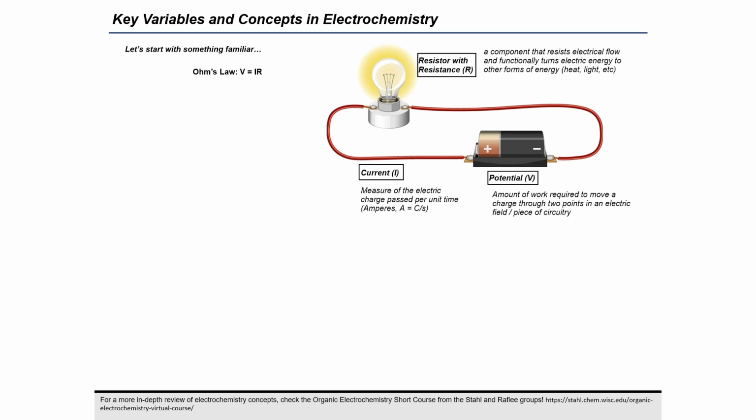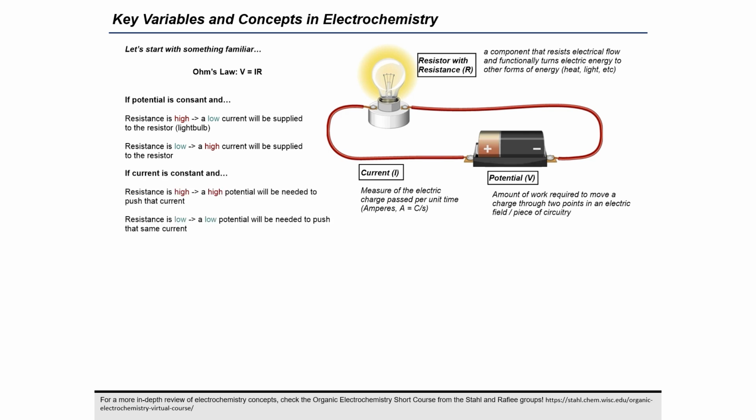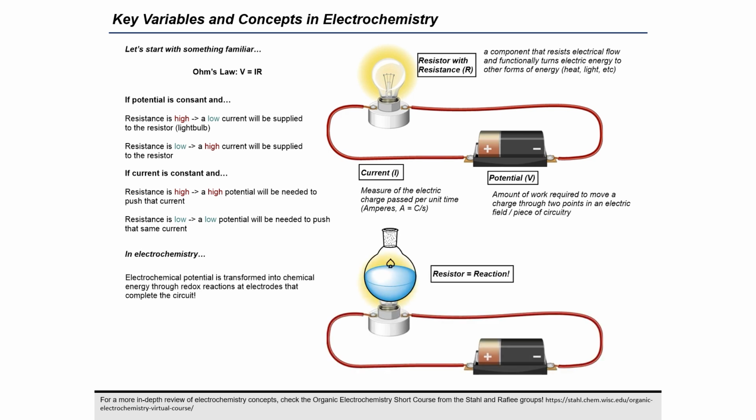So finally, a resistor is literally just anything that resists electrical flow and loses that energy to, say, heat, light, etc. This should be intuitive, right? If we apply a constant potential to this hypothetical circuit with a high resistance, then there will be little current that can flow through it, and vice versa. If we hold current constant and the resistance is super high, then we need a really high potential in order to push that charge through the circuit and vice versa. This is the exact same thing in electrochemistry. Instead of thinking about a resistor, we think about chemical reactions, and these reactions can require either a very high or very low potential depending on what we are trying to achieve.